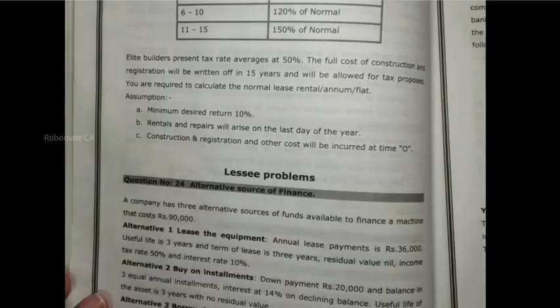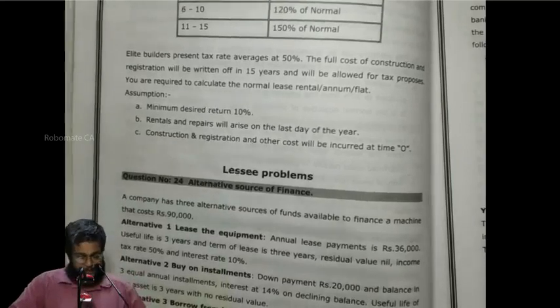Now please take question number 24. A company has three alternative sources of funds available to finance a machine that costs 90,000 rupees. Option 1, lease the equipment, annual lease payment 36,000, useful life 3 years, term of lease is 3 years, residual value nil, income tax rate 50%, interest rate 10%.